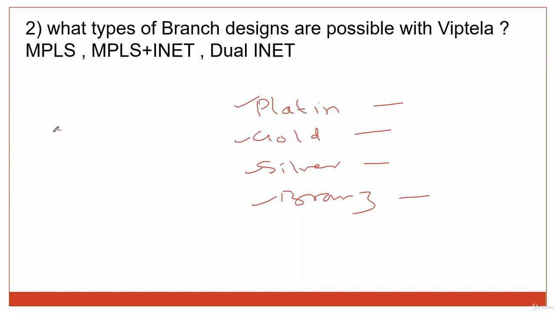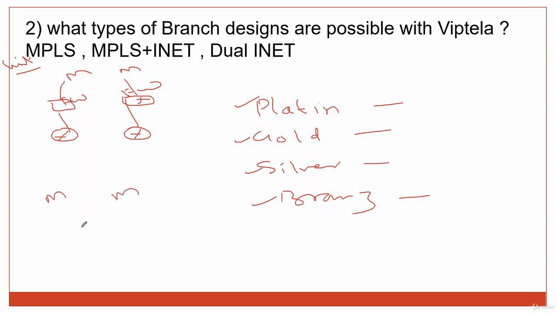So what does it mean? It means that in a branch you may have two routers, and then you are behind the firewall, and your traffic is going in and out. Now the mix here, and this is just a hint, is that you may have a mix of MPLS, or MPLS and internet, or just internet, correct? And that's true for platinum, and that's true for gold as well.